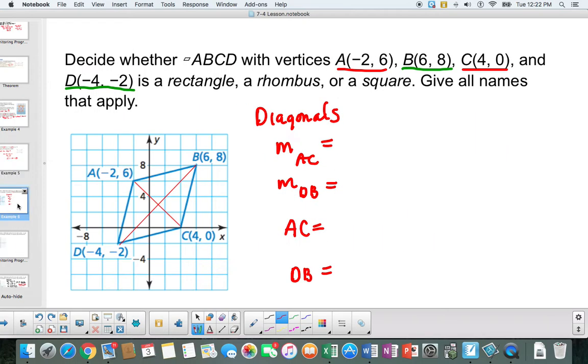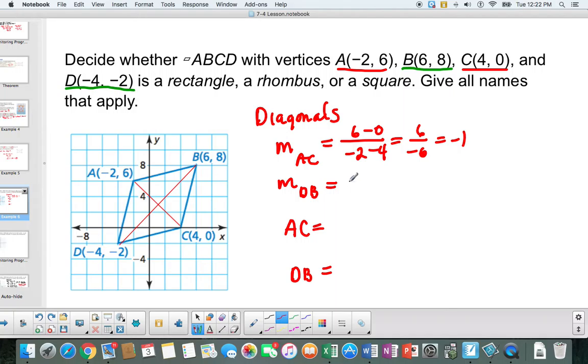All right, we want to decide if this parallelogram is a rectangle, rhombus, or square, and I'm going to do it by looking at diagonals. So I'm going to look at diagonal AC and find its slope. So the slope of this is going to be 6 take away 0 all over negative 2 take away 4, which is 6 over negative 6, negative 1.